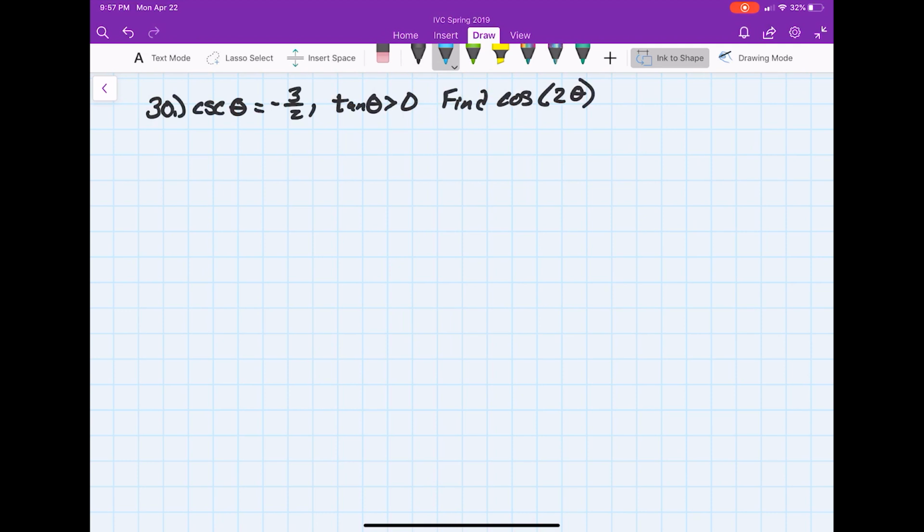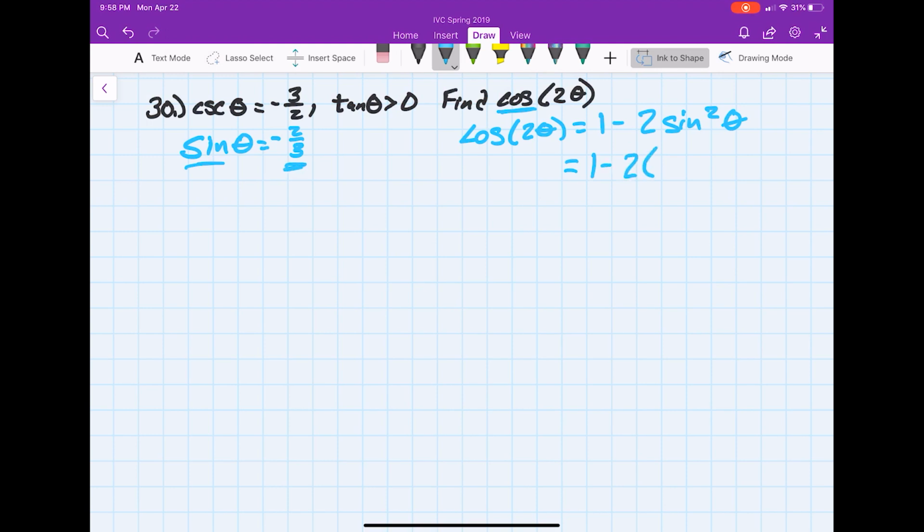Now moving on to 30. Again, we have cosecant, so our sine of theta would be the inverse, so negative 2 over 3. Again, we have another cosine. And since we have sine here, let's just use the same double angle identity we used before, the 1 minus 2 sine squared theta. Since it was easy to find what sine theta is, we'll just plug that in. That's our negative 2 over 3 here. Plug that into the formula.